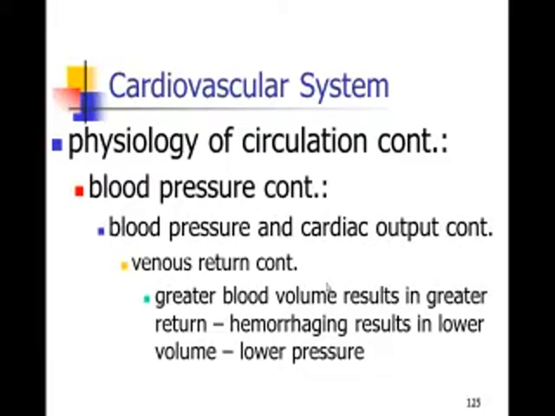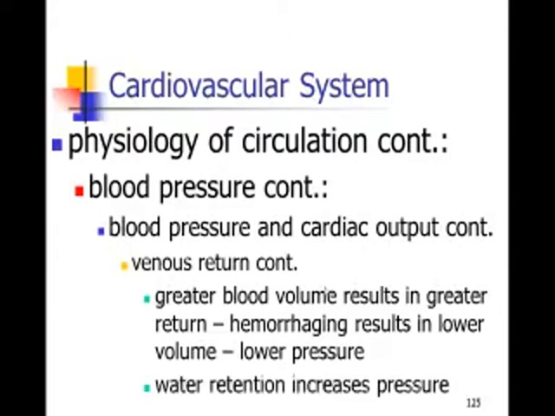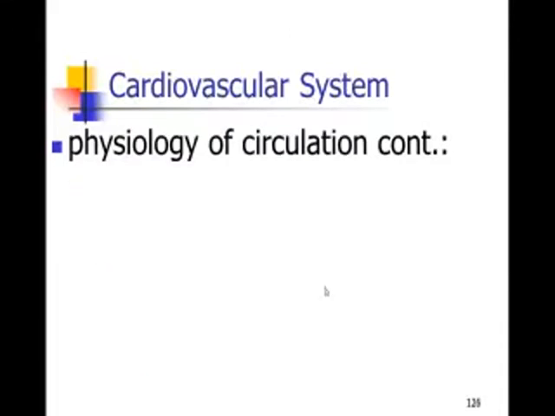Greater volume of blood obviously means there's going to be greater return. Lower volume of blood means less return. So with hemorrhaging, there's a lower volume, lower pressure. And as I mentioned, water is the primary factor that affects the blood volume, and that is primarily regulated by the kidneys. So if you have retention of water, the pressure is going to increase.